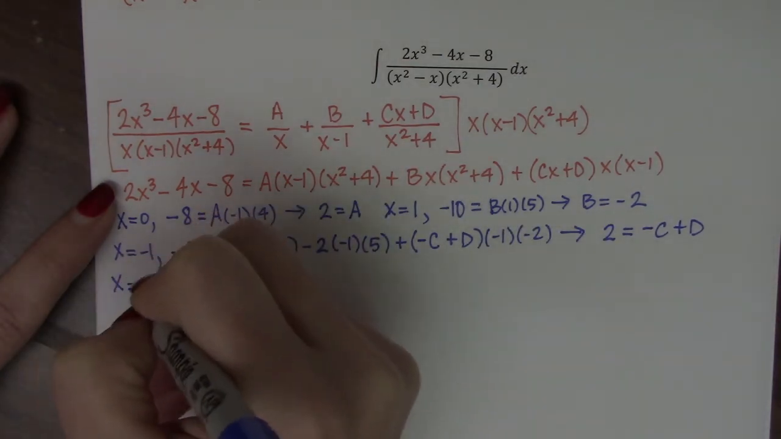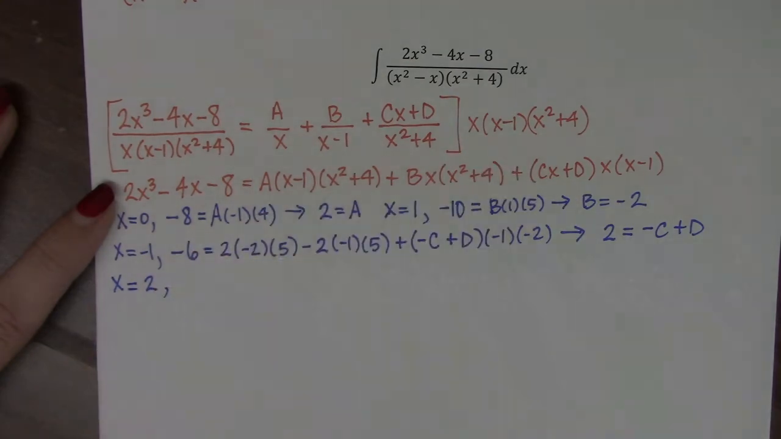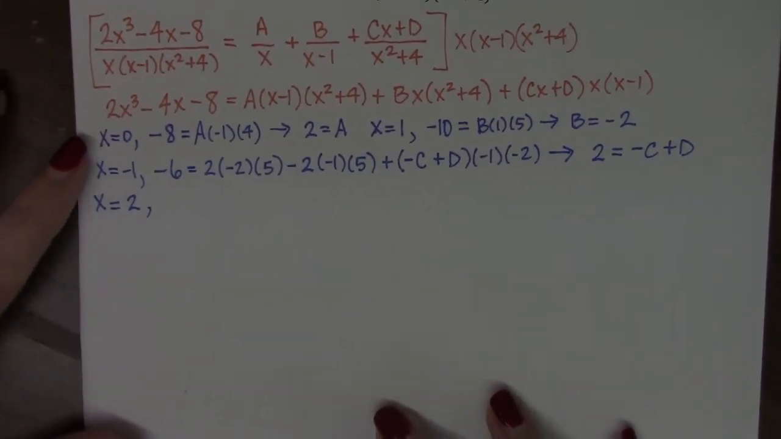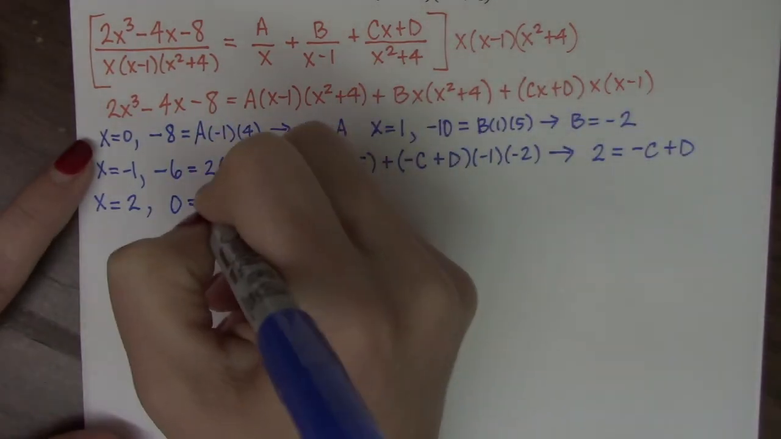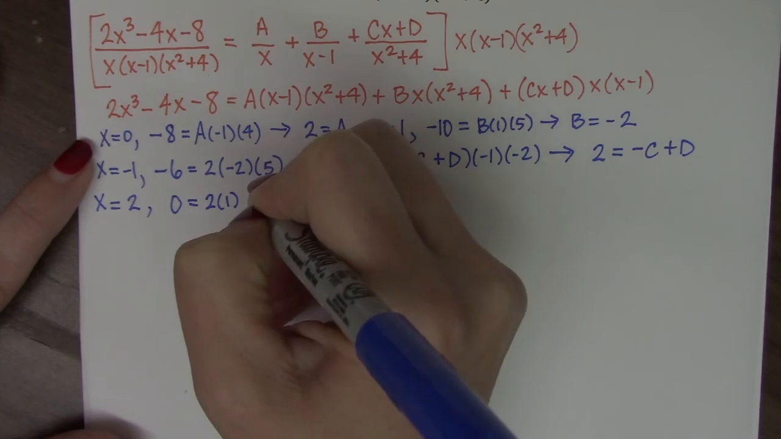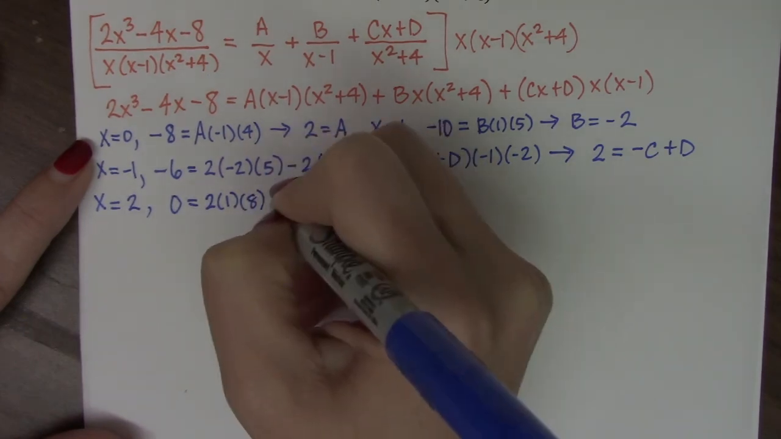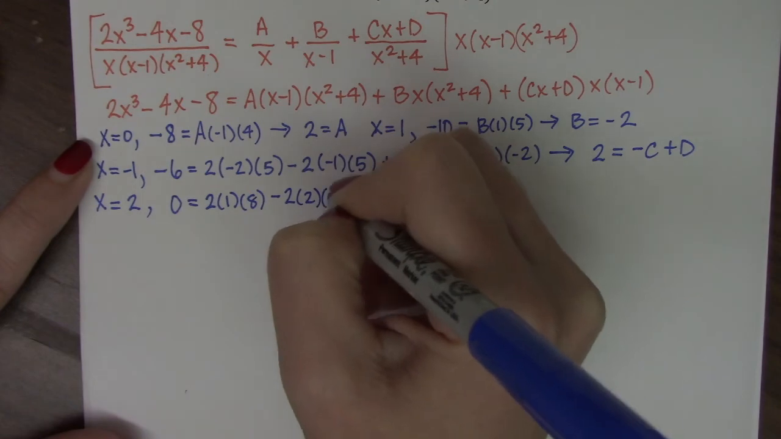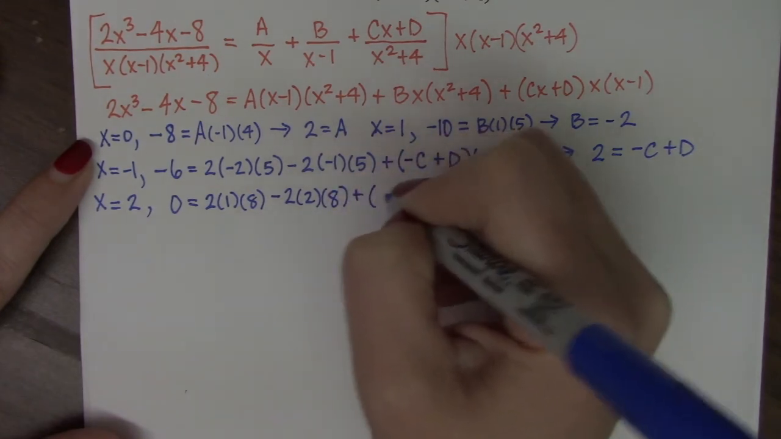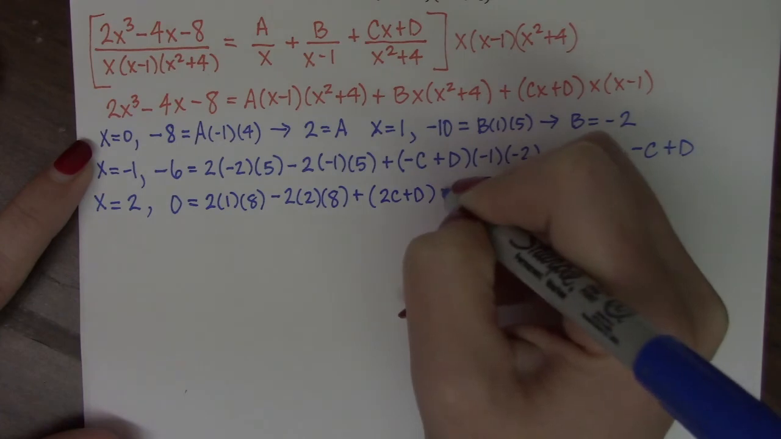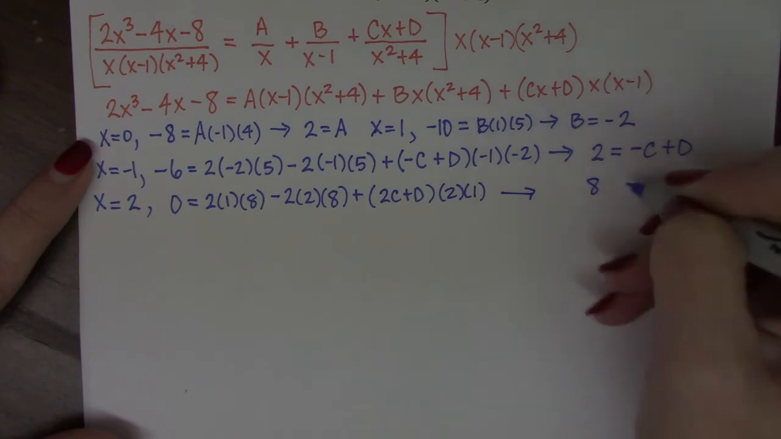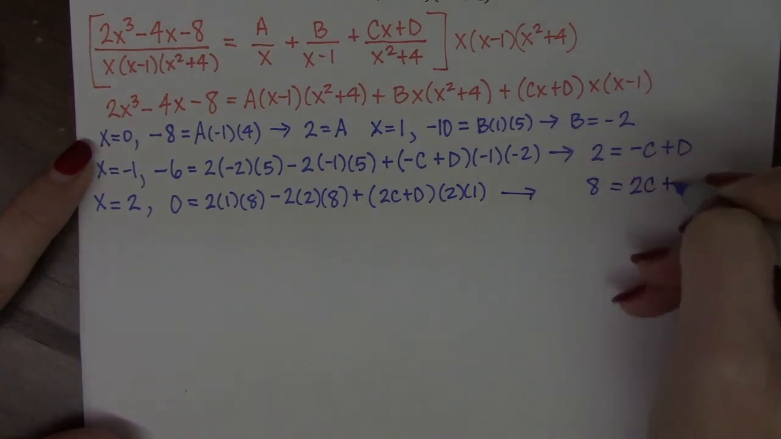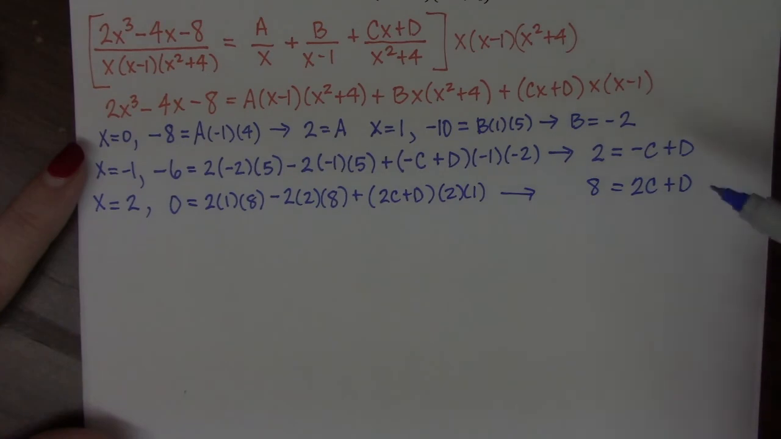So for lack of a better option, let's just try x equals 2. You can technically try any value of x that you want. So we're going to do this again. When you plug in 2, the left side of the equation becomes 0. And then we have 2 times 1 times 8 minus 2 times 8 plus (2c plus d) times 2 times 1. So this simplifies into the equation 8 equals 2c plus d. So in order to find c and d, I just need to solve this system of equations.